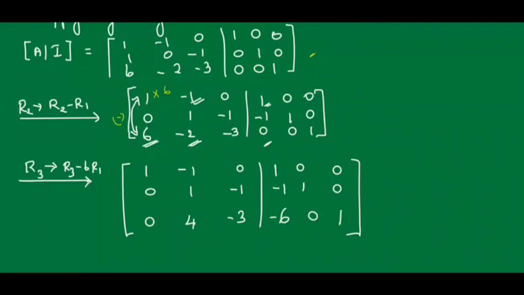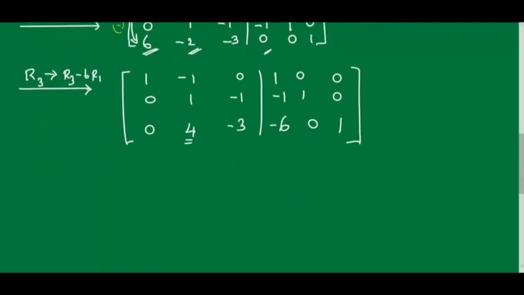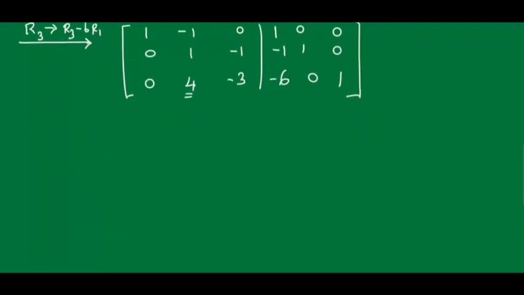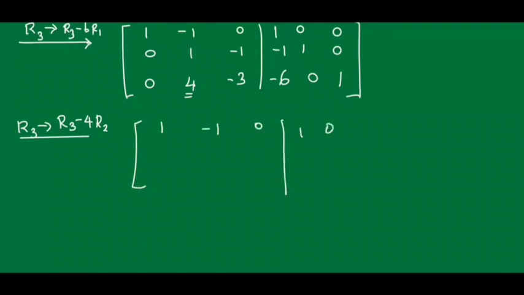Next transformation we are going to do with R3 here. The element is 4 here. So next R3 tends to R3 minus 4 times R2. R1, R2 remain the same. We write the elements as it is: 0, 1, minus 1, minus 1, 1, 0.